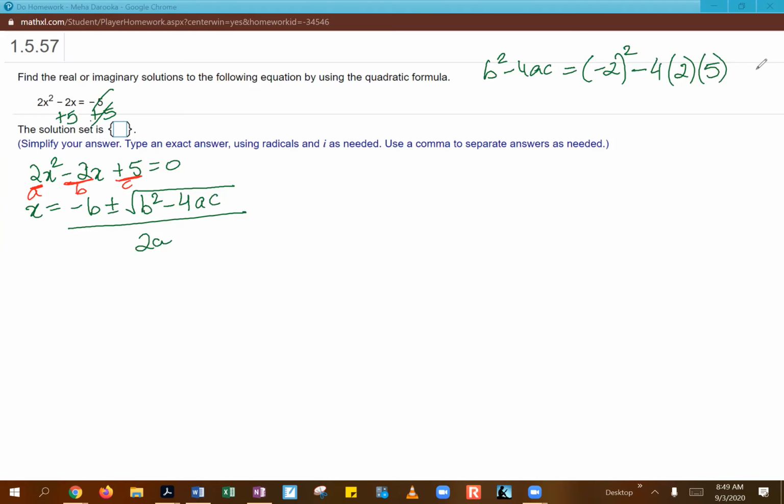So we'll go ahead and do the math over here. Can you tell me what this value comes out to be? When you simplify that -2 squared minus 4 times 2 times 5, what do you get?